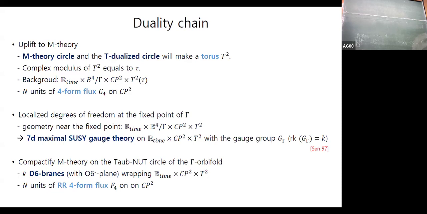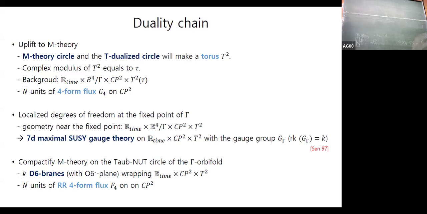Now I want to focus on the localized degrees of freedom at the fixed point of this orbifold. The geometry near such a fixed point is time times C2 mod Gamma times CP2 times T2. It is famously known that near such a singularity, we have a 7-dimensional maximally supersymmetric gauge theory probing this transverse space, and the gauge group will be given by the McKay correspondence. So if it is Z_K, you will have an SU(K) gauge group.